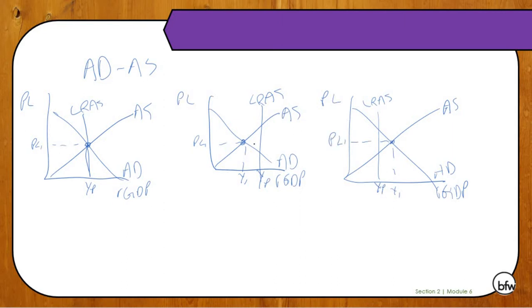Now, the reason why this is a recession is because our actual real GDP is below our potential real GDP. The reason why this is an inflationary gap is because our actual real GDP is above potential. Now, let me erase this real quick.